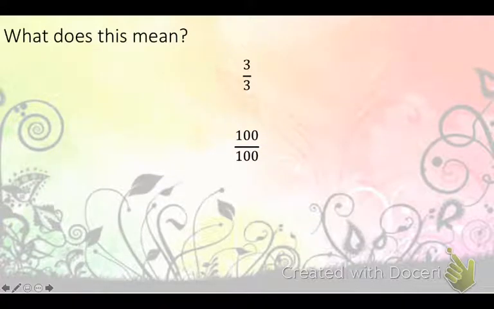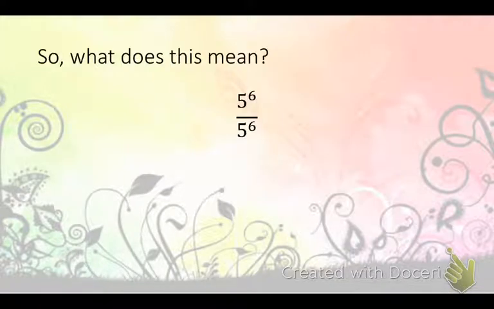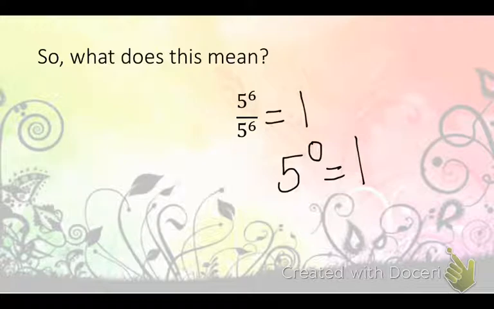Right? So if I think about 3 divided by 3 and 100 divided by 100, what do those equal? Well, 3 divided by 3 is 1. 100 divided by 100 is 1. Right? Anything divided by itself is always 1. So therefore, if I'm going to 5 to the 6 divided by 5 to the 6, that's the same thing. So I can think of 5 to the 6 over 5 to the 6 as equaling 1. Okay, so 5 to the 0 power equals 1.